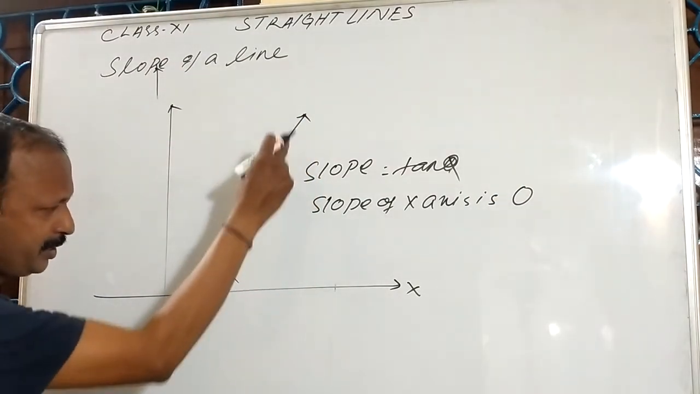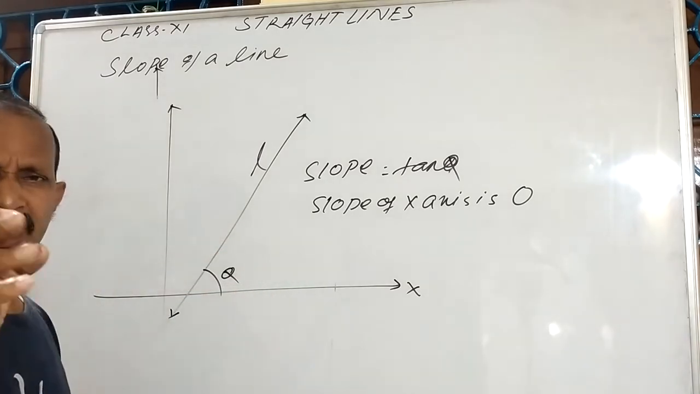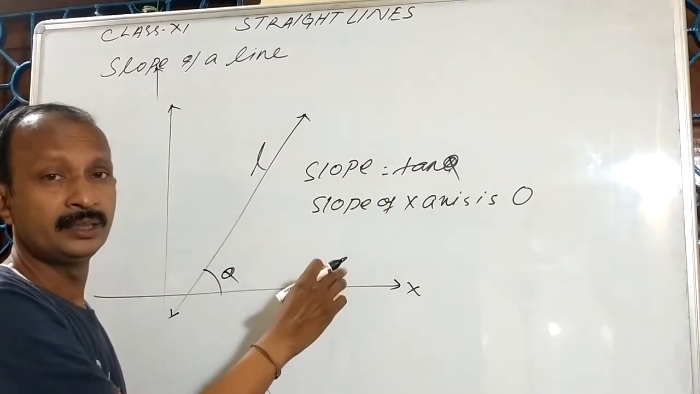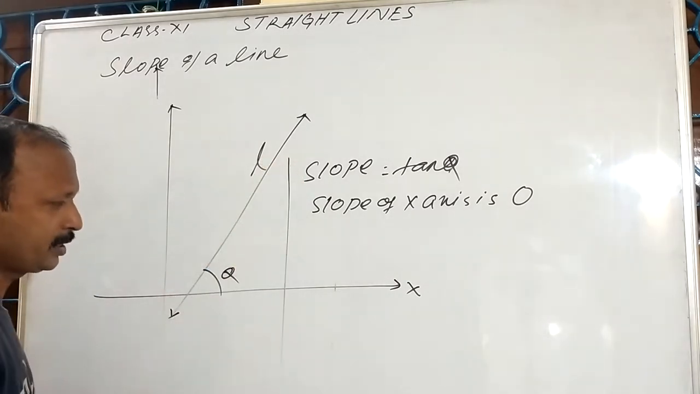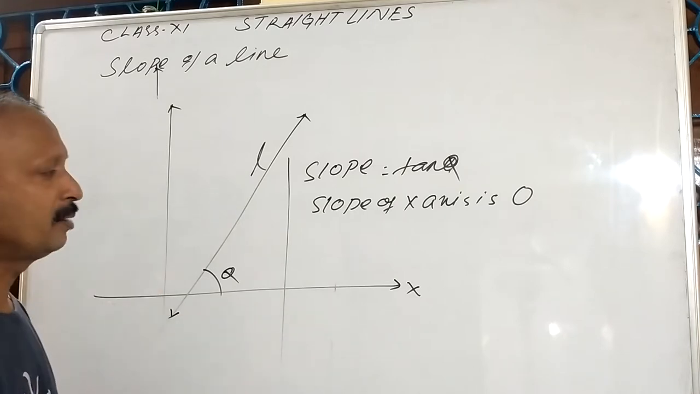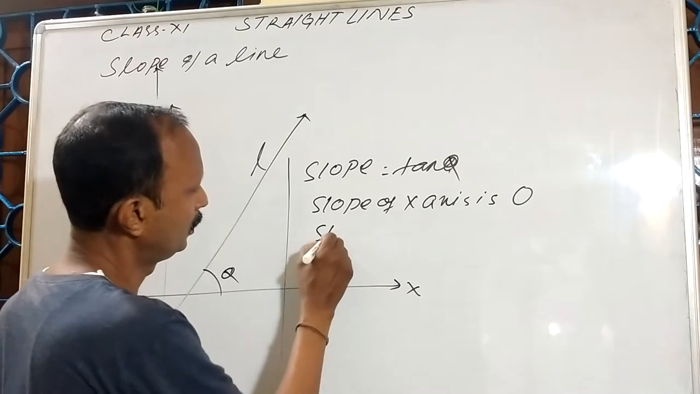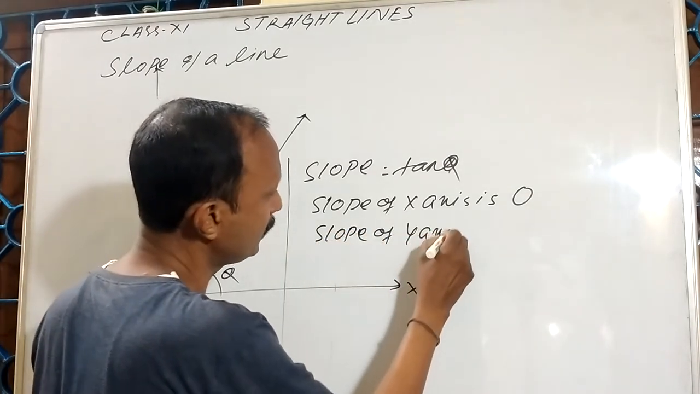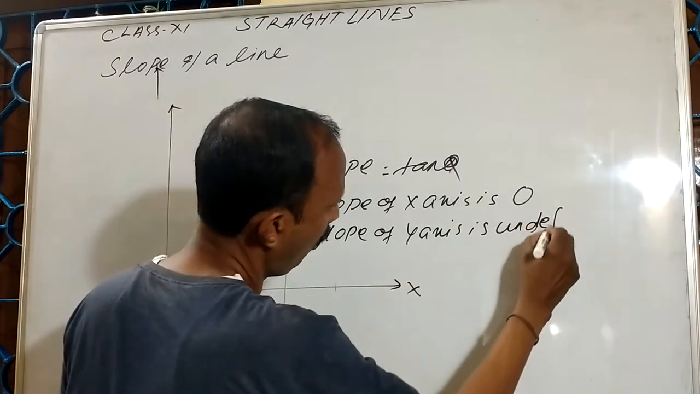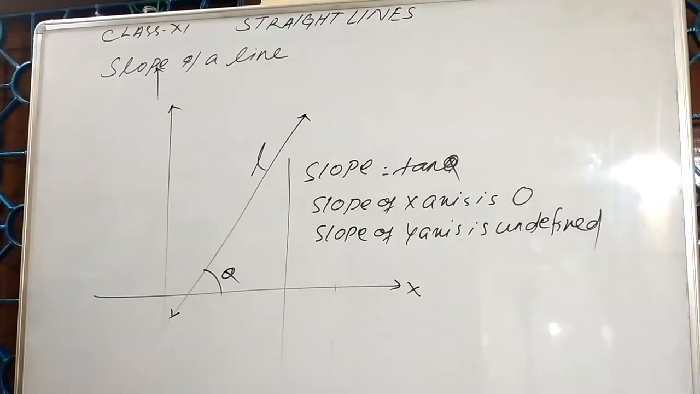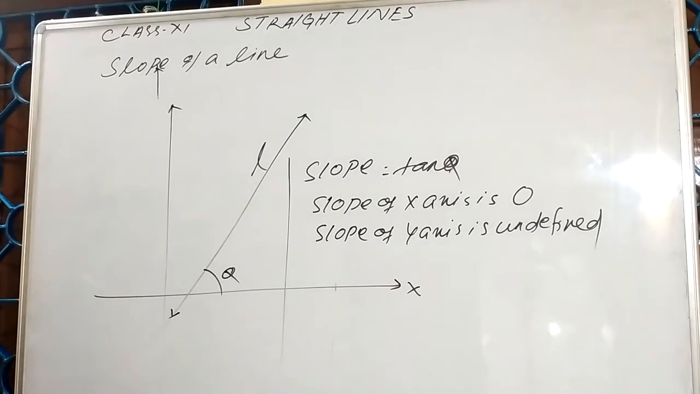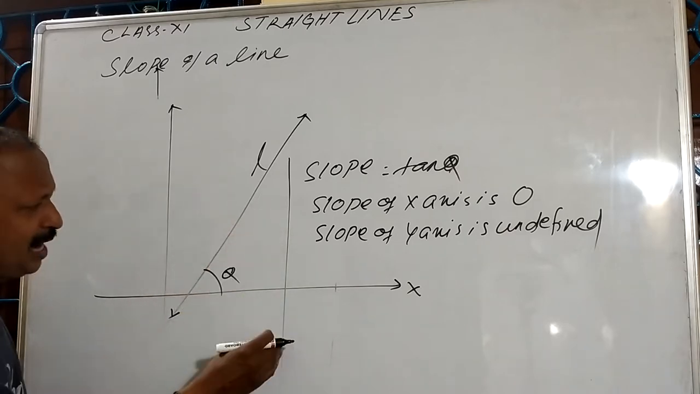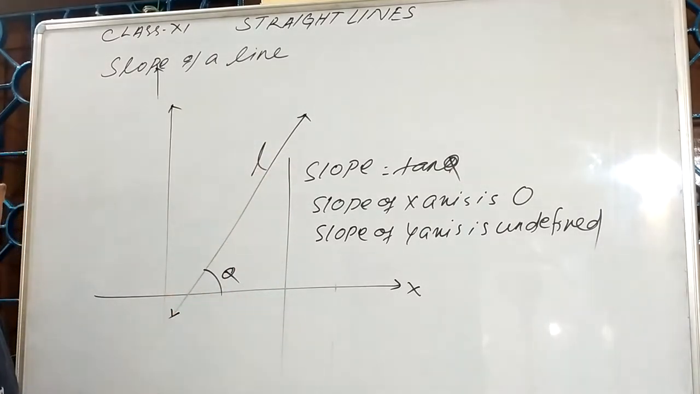If this line is perpendicular to the x-axis, the theta or the inclination will be 90 degree. That means tan theta will be tan 90 degree, which is undefined. So I can say that the line, if I draw it vertically, its slope will be undefined, because we know that earlier classes also, slope of y axis is undefined. So if the angle of inclination or inclination of the line is zero, its slope will be zero. If the inclination of the line is 90 degree, then its slope will be undefined. Now let us move forward.